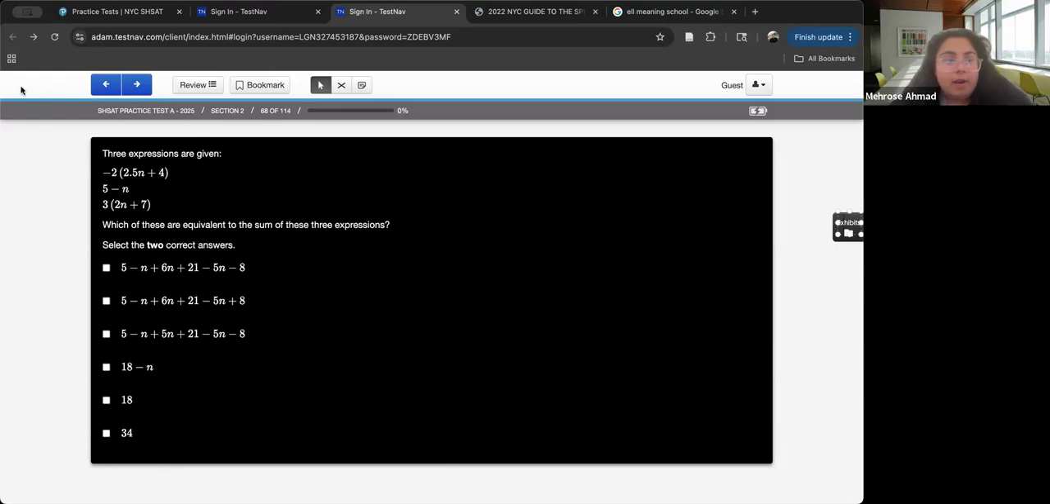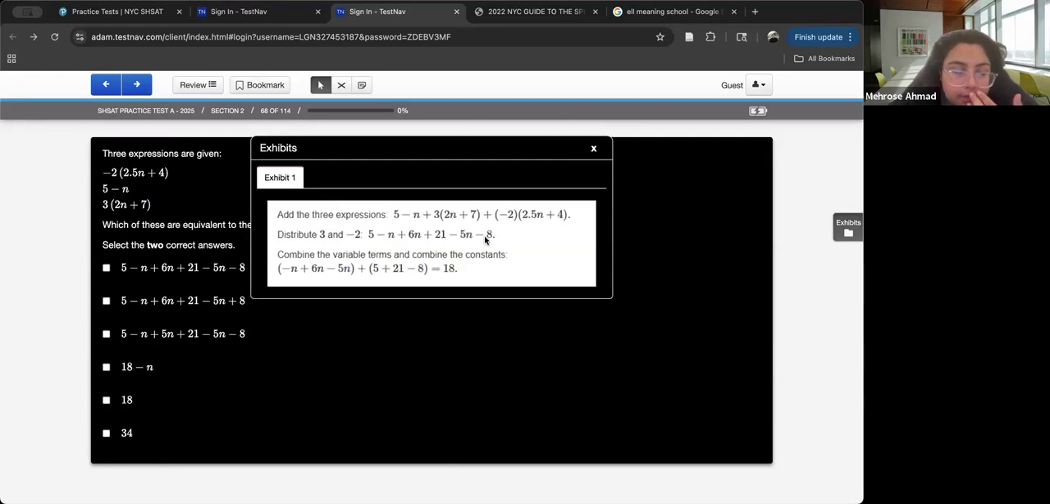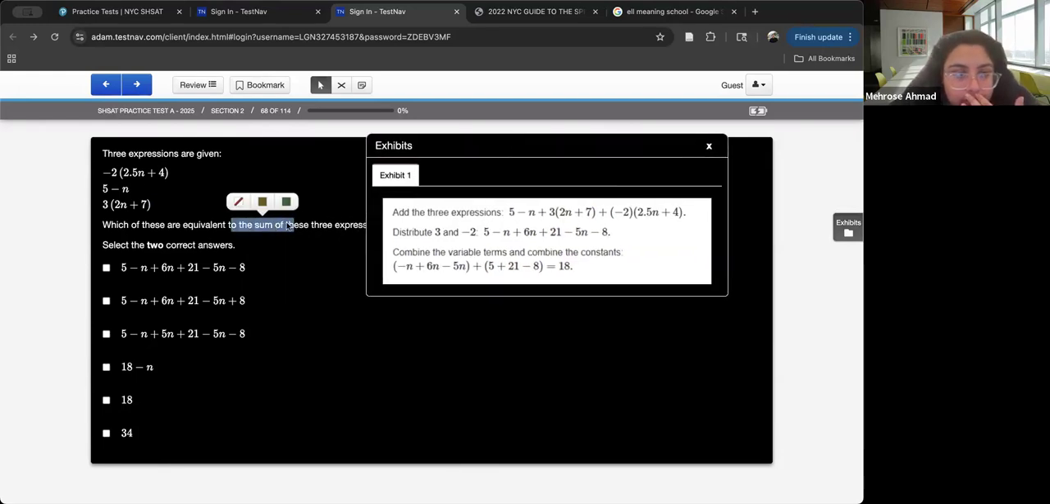And actually, since they have it written out nicely, I'm just going to use the answer key to go through it, because it's going to take me some time to go through on Zoom. So what are they saying? What is the sum of the expressions? In order to get the sum, you would add everything. So they chose to work with the 5 minus n first. Again, this is a matter of preference. It probably just looks nicer, right?